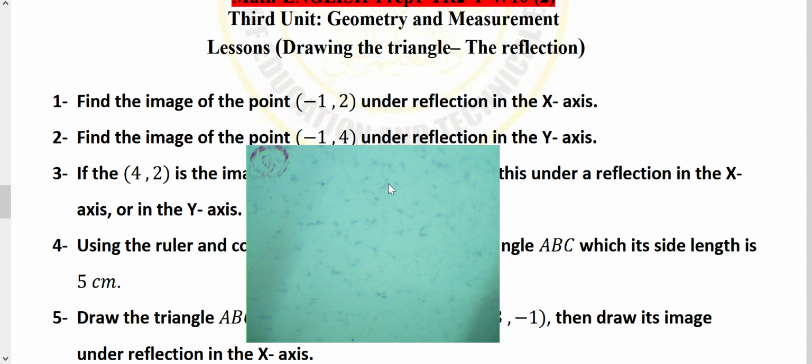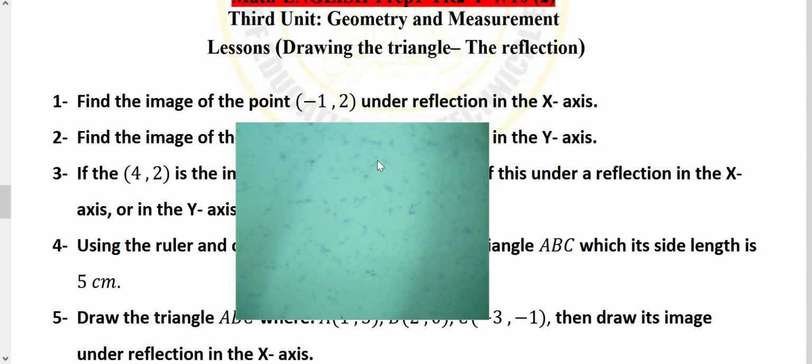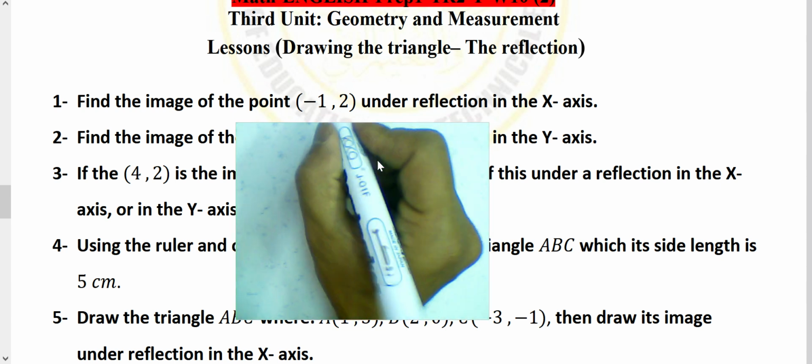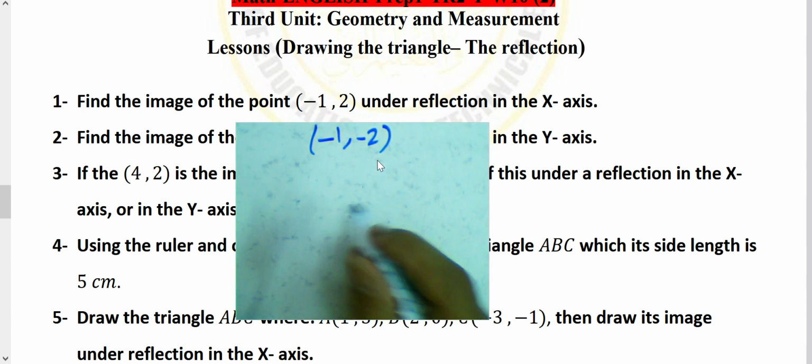Find the image of the point under reflection in the x-axis. Reflection in the x-axis: we keep x and change the sign of y. Then the result will be (-1, -2). It's a reflection in the x-axis.